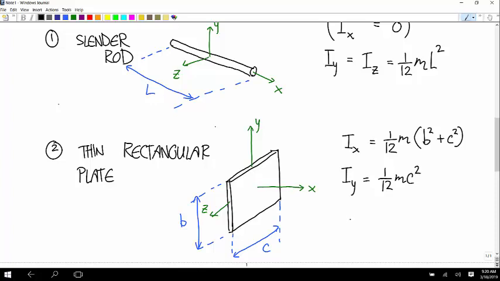And then about the z-axis, it's the same story, except this time the length that matters is b. So 1/12 mass times b squared. Yes, that's right.